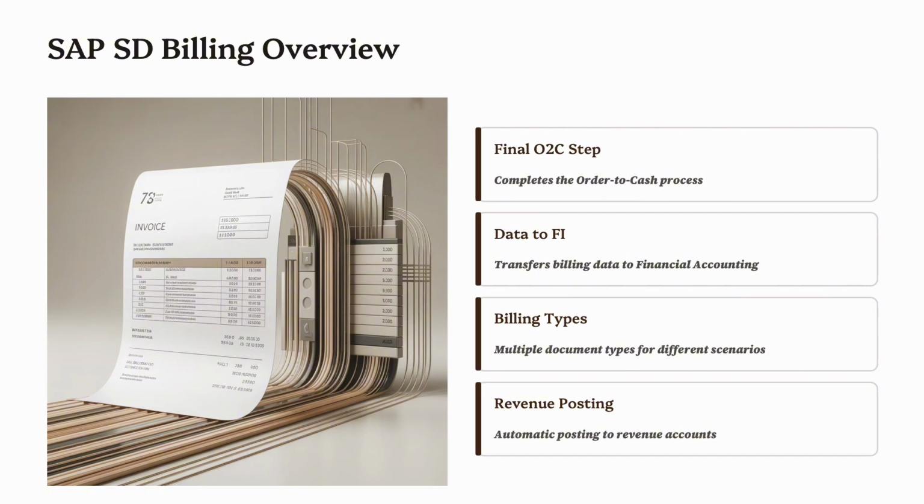3. G2. Credit memo. G2 is used when the customer was overcharged, incorrect pricing, damaged goods, wrong quantity. A G2 invoice reduces revenue. It reverses part of the initial billing. 4. L2. Debit memo. L2 is the opposite of G2. Use it when the customer was undercharged. Additional fees apply. Price increase is needed, it increases revenue.